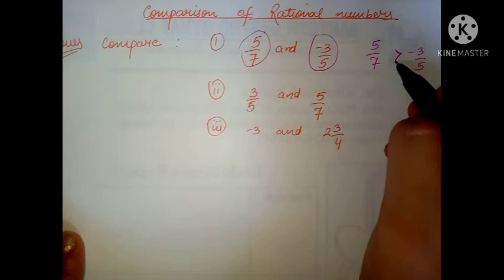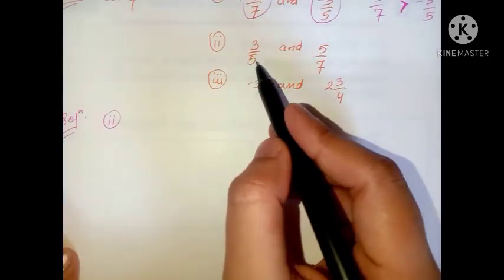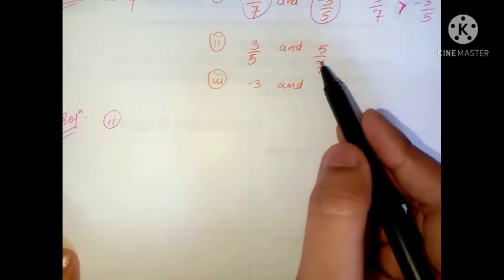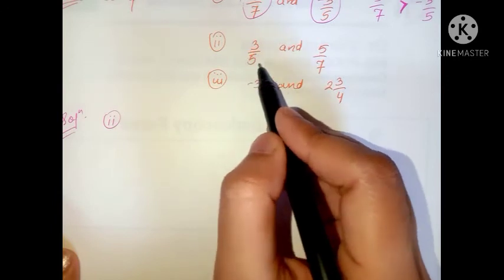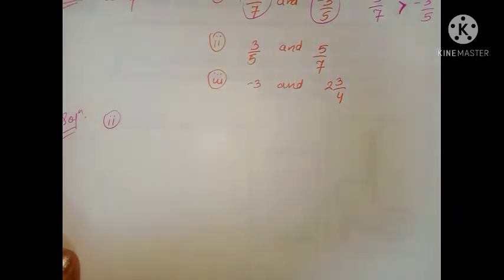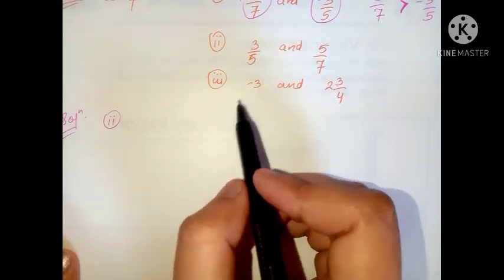And we use this symbol for greater than. We are going to solve this second part, which is 3 upon 5 and 5 upon 7. To compare both the numbers, first of all, we should have the denominators equal. This is our motto to start our answer. We have to keep the denominators equal.